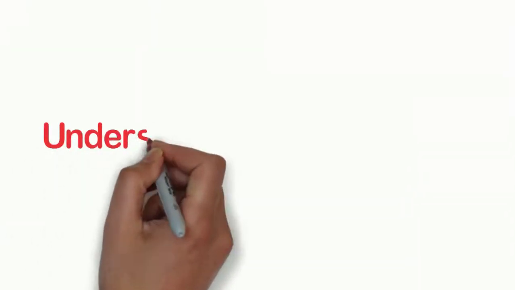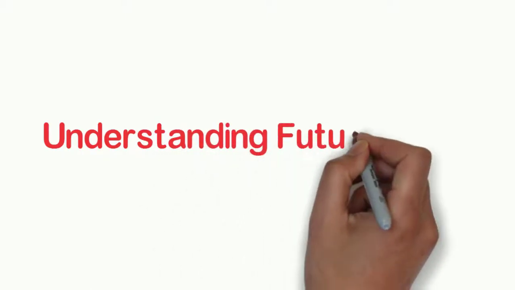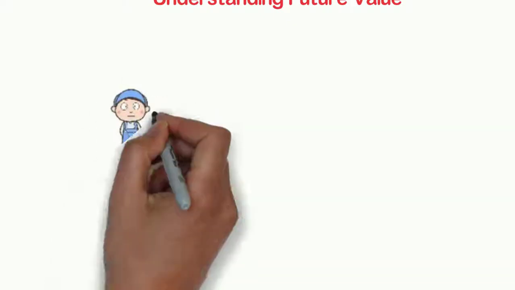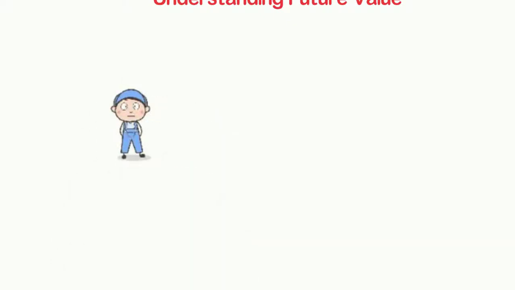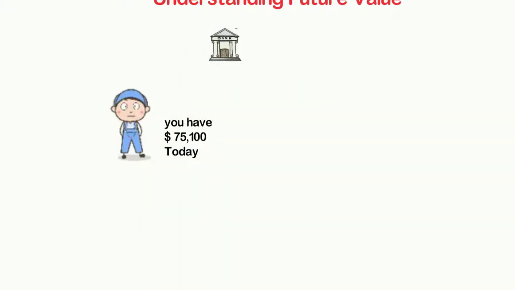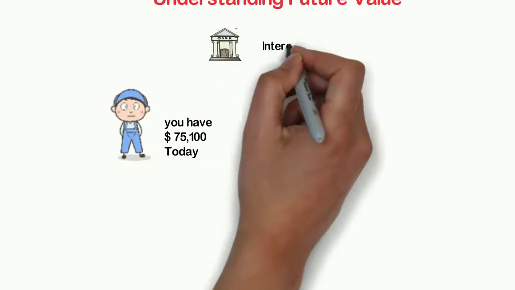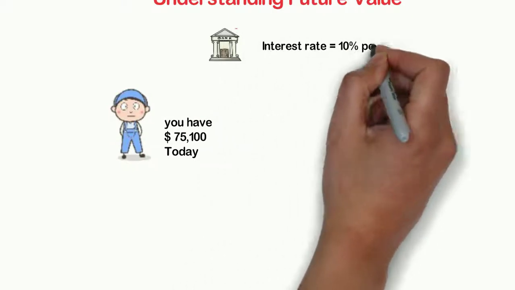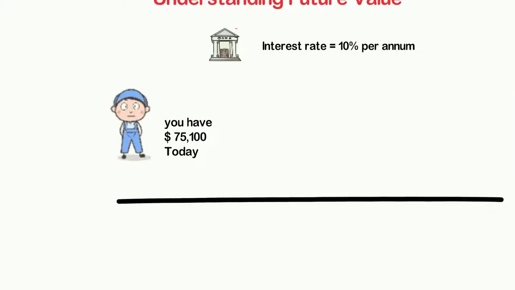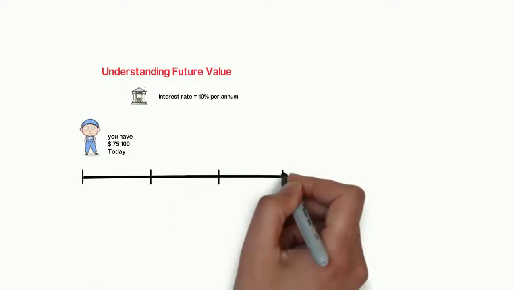The future value is the amount that, if invested now, will grow into a higher amount than now. It is just the opposite of the present value we discussed above. Consider the same example again. Suppose you have $75,100 today and you want to invest this amount into a bank that offers 10% interest per annum for the next 3 years. After 3 years you will receive the deposited amount plus the 3 years of interest compounded.